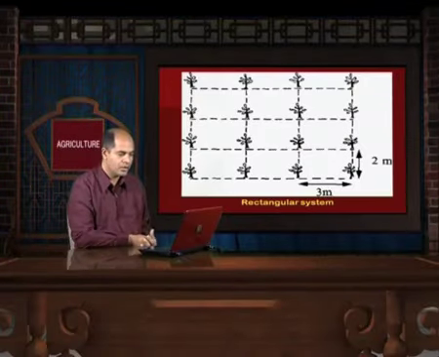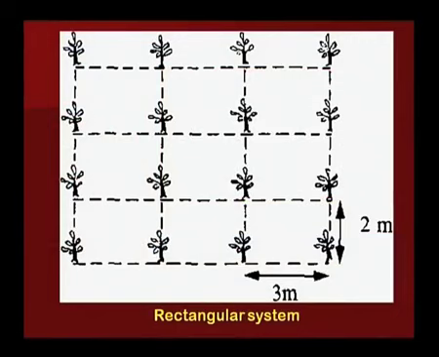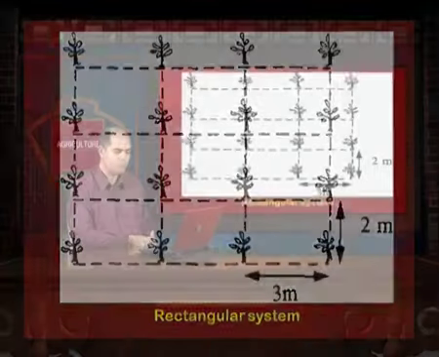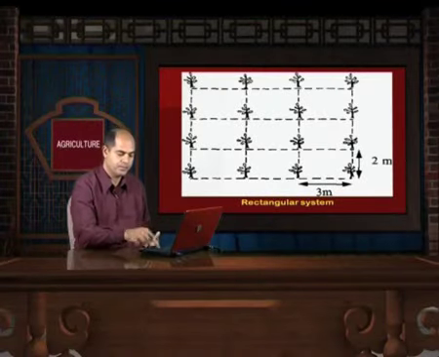This picture shows the rectangular system of plantation in which row to row distance is 3 meters and plant to plant distance within a row is 2 meters.